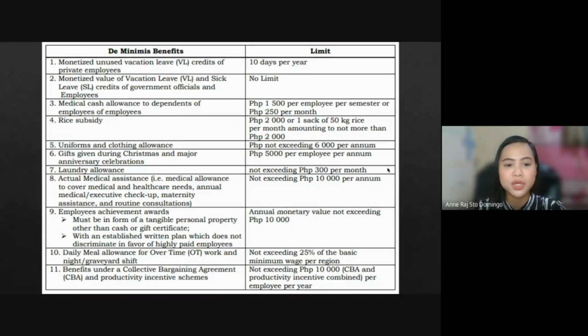Number 6, gifts during Christmas and major anniversary celebrations. So this is just for 5,000 per year per employee. So kapag lumampas dyan yung incentive nyo na pang Christmas and anniversary, it will be taxable. That's why kung mapapansin nyo yung mga cash gift tuwing mga Pasko, mataas na talaga yung 5K. Kasi pagka tinaasan nila sa 5K yun, may tax na.